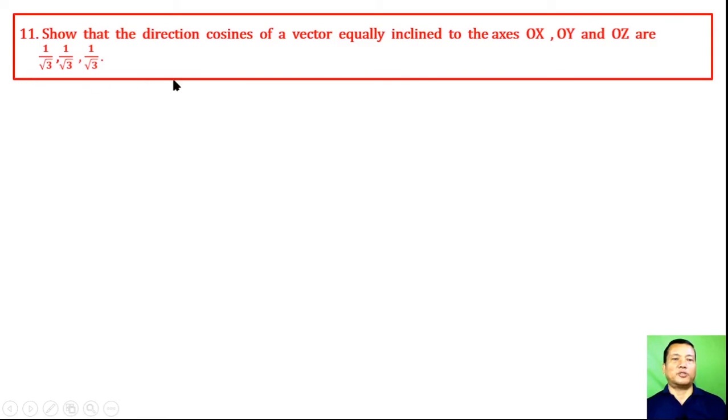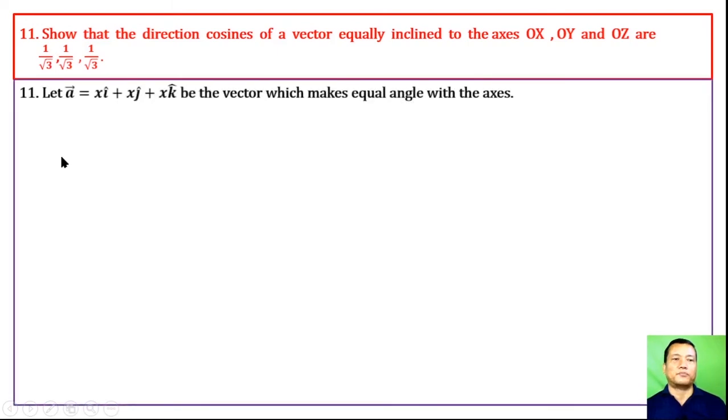Question number 11. Show that the direction cosines of a vector equally inclined to the axes x, y, z are 1 by root 3, 1 by root 3, 1 by root 3. Proof.